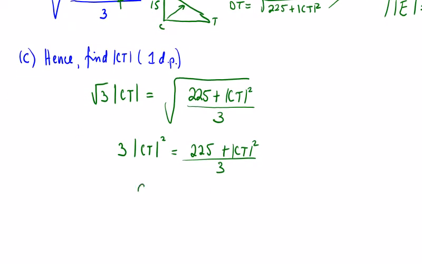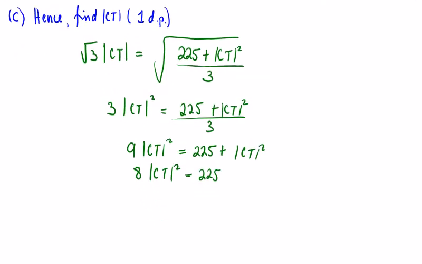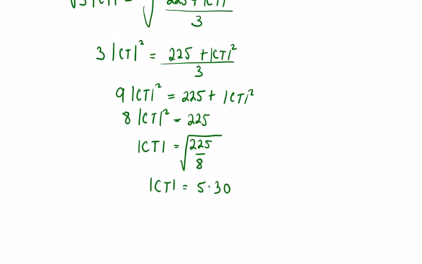If we multiply both sides by 3, we're going to get 9 CT squared is equal to 225 plus CT squared. So 8 CT squared equals 225. So dividing by 8 and getting the square root, we'll get CT. So 225 divided by 8 and the square root of that. And we're asked for 1 decimal place. So on a calculator, this is giving me 5.303, well that's just 1 dp, then we have 5.3 meters for CT.